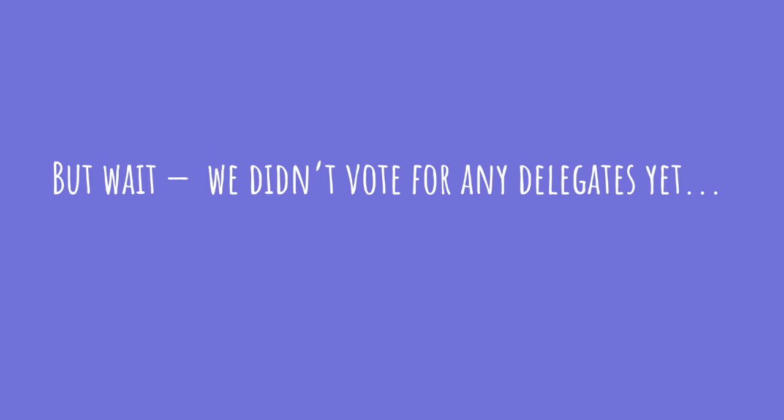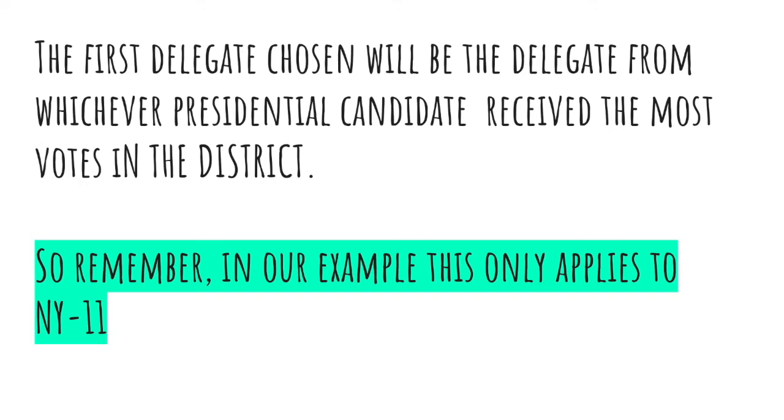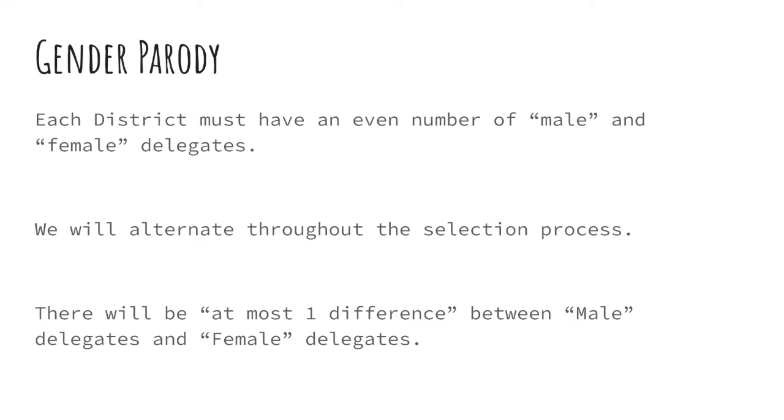But we didn't actually vote for any delegates yet. So the delegates selected are based upon the presidential nominee vote. So this is very important. If a candidate doesn't clear that 15% threshold, no matter how many votes their delegates get, they are not going to the DNC. So the first delegate chosen will be the delegate from whichever presidential candidate received the most votes in the district. So it's the top scoring person for the top scoring presidential candidate. And remember, this only applies to New York 11 in our hypothetical example.